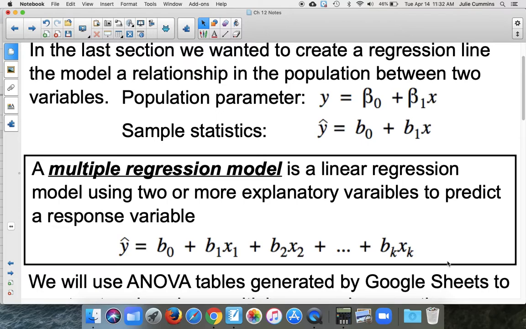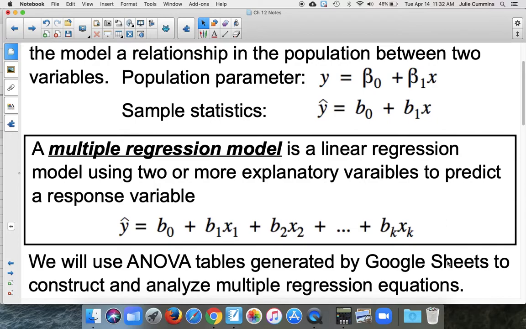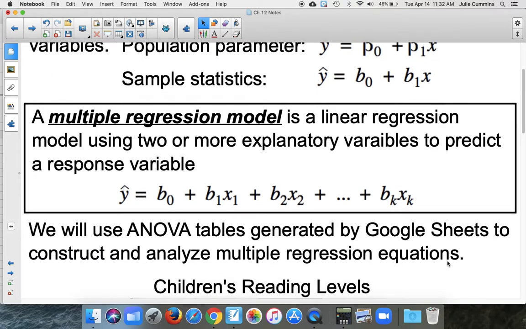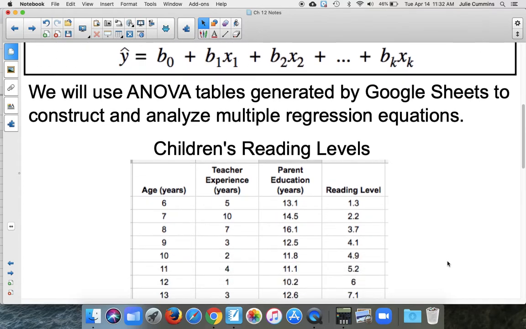We cannot do these by hand, and your calculator doesn't do these either. They have to be done on Google Sheets. So before we get to Google Sheets, I want to show you how to interpret the tables that Google Sheets are going to spit out at you. Okay, so they're called ANOVA tables, and this is what they look like.